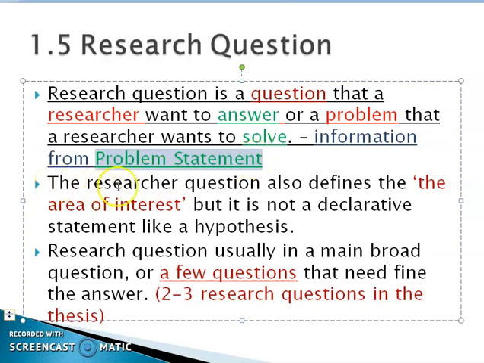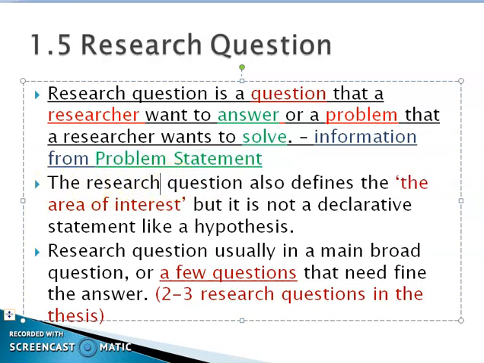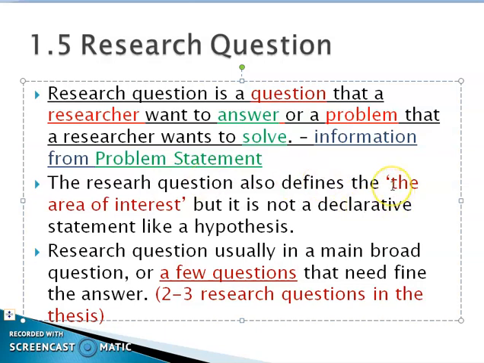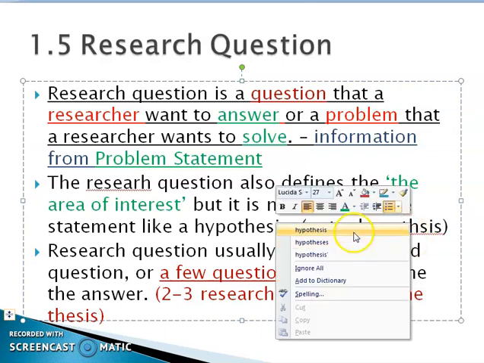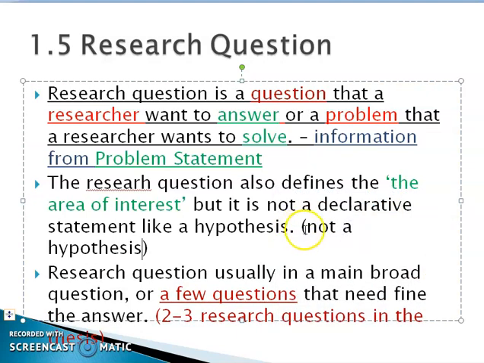The research question also defines the area of interest, but it is not a declarative statement like a hypothesis. It's not a hypothesis.